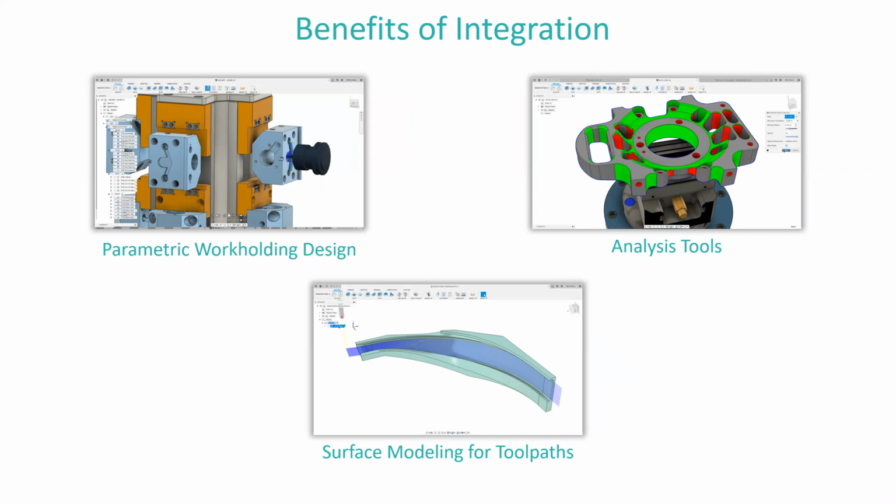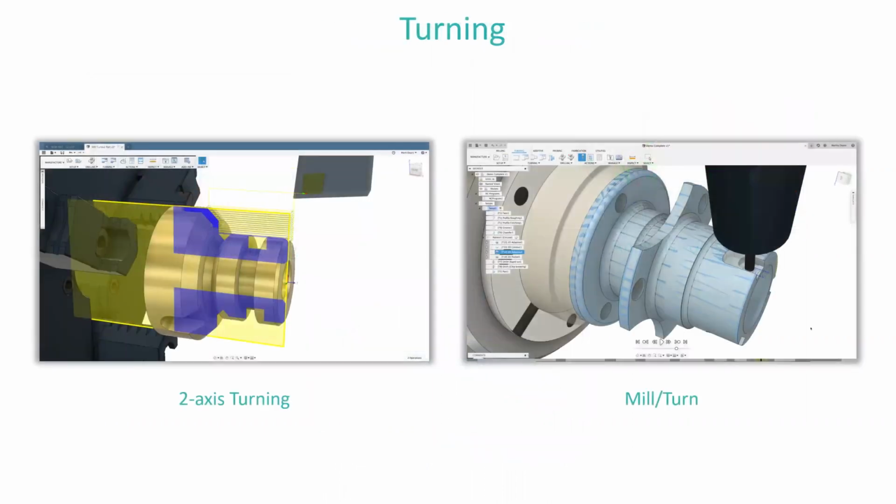Then the analysis tool is available. You can do the analysis, as well as surface modeling for the toolpath. If you want to use a surface toolpath, you want to extract the surface from the model, it is possible to extract.